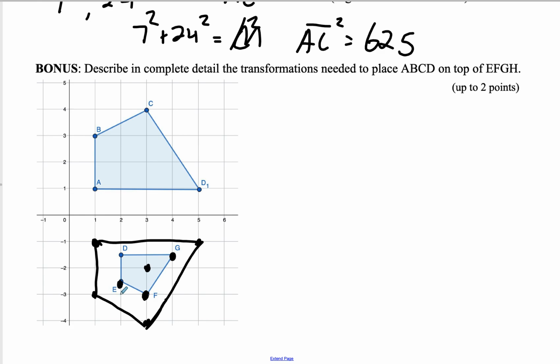Only half of the original. And then up to over 2 up 1: so instead of going over 2, I go over 1. Instead of going up 1, I go up 1/2. And now I've got my brand new shape. So lots of different ways you can do this, all right?